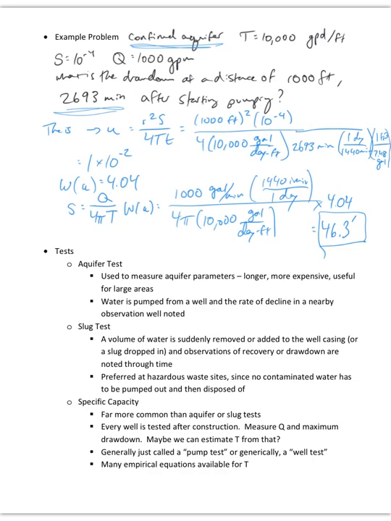So this wraps up our talk about groundwater and flow to wells. We talked about aquifer properties, groundwater flow in general, steady state flow equations, as well as non-steady state flow to wells.